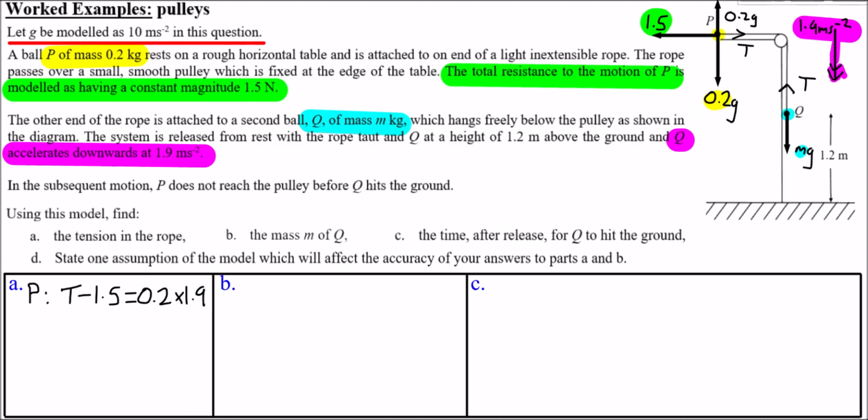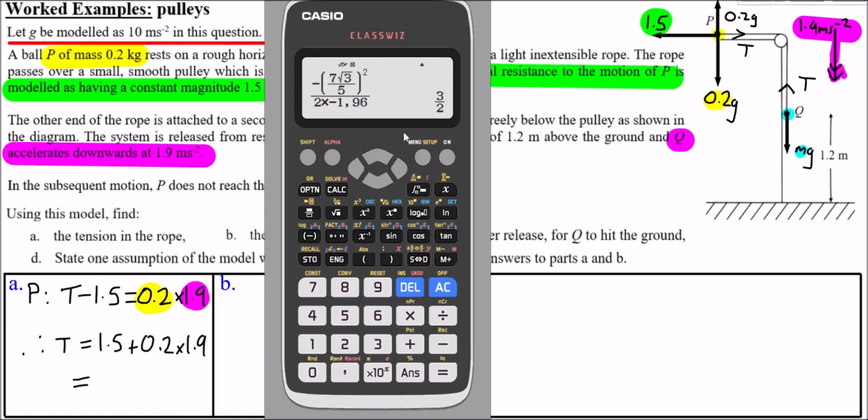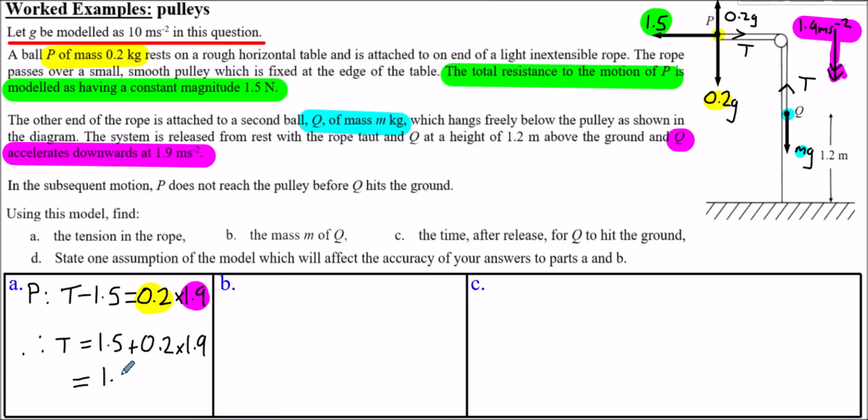So what we can do, we can add in this, simplify it, and then we're good to just work out what T is, just a simple rearrangement. So therefore T is going to be 1.5 plus whatever 0.2 multiplied by 1.9 is. If we do this, we get 1.5 plus 0.2 times 1.9, 1.88. So the tension is 1.88 newtons.